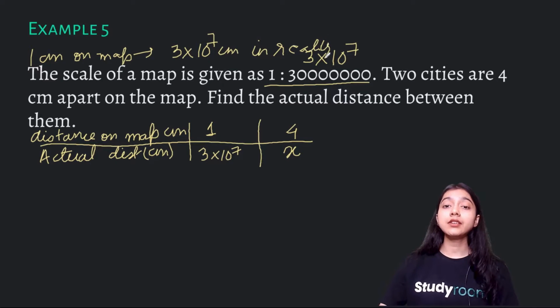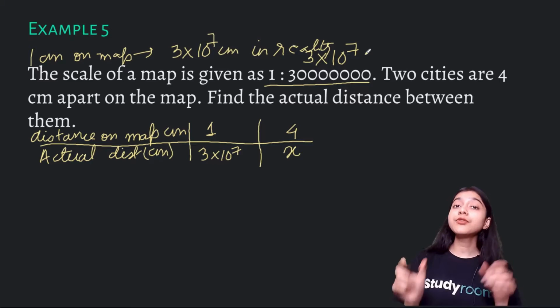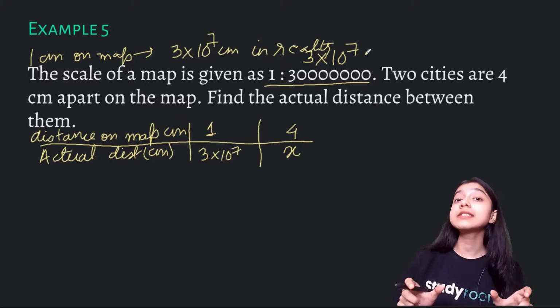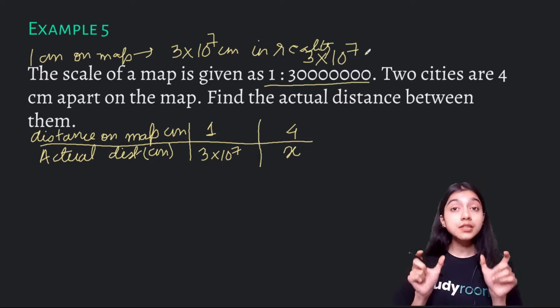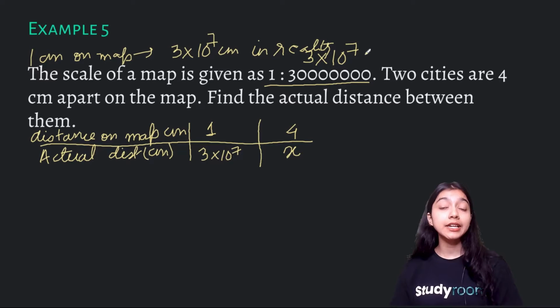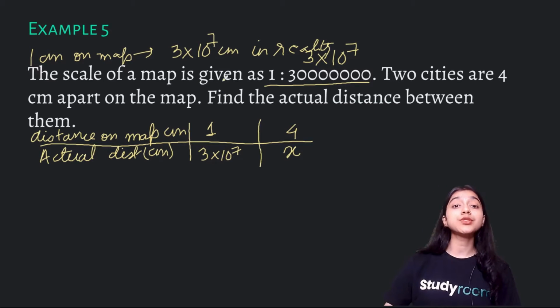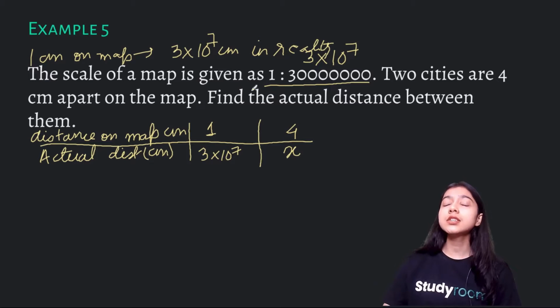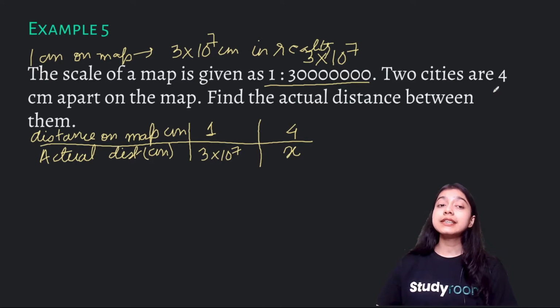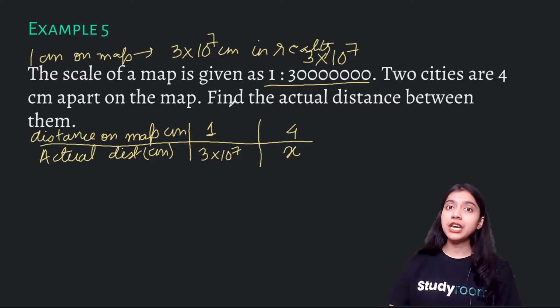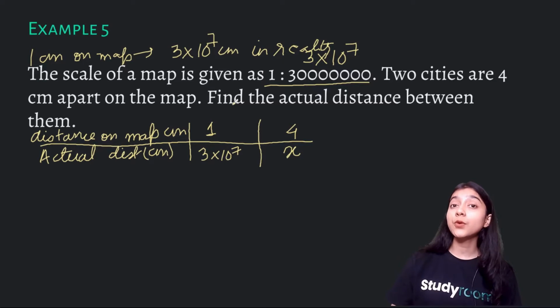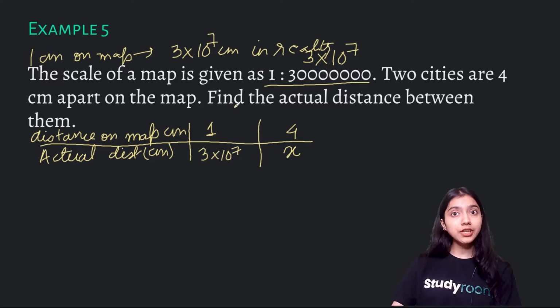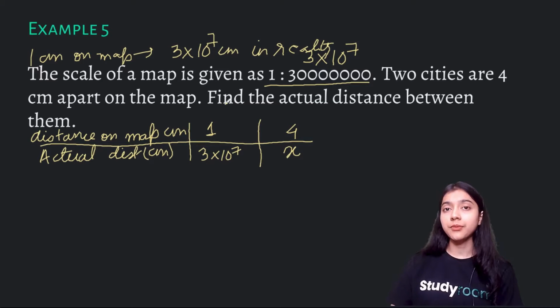So, I can explain it in this way, that if we have two objects at a distance of 1 centimeter on map, then the distance between these two objects in reality will be 3 into 10 to the power of 7 centimeter. This is what is indicated by the scale of the map. Now, two cities are 4 centimeter apart on the map. We have two cities and the distance between them is 4 centimeter on map. We have to calculate the actual distance between them.